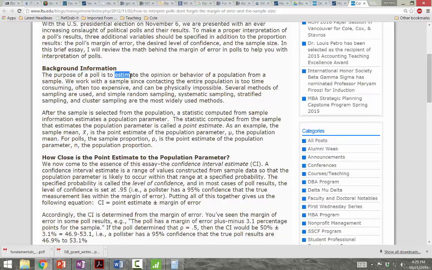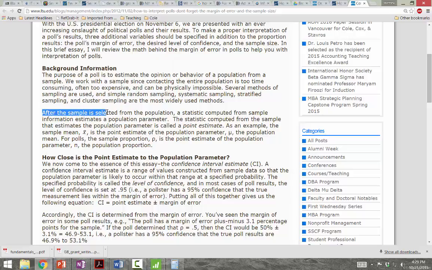Purpose of a poll is to estimate the opinion or behavior of a population from a sample. Right? When we do a poll, we don't ask everybody in the population, all 300 million people in the United States, the question. We take a sample and we ask them a question. And why do we do that? We work with the sample since contacting the entire population is too time-consuming, too expensive, and practically impossible. As we just discussed, there are methods of sampling. We can use simple random sampling, systematic sampling, stratified sampling, cluster sampling, etc.